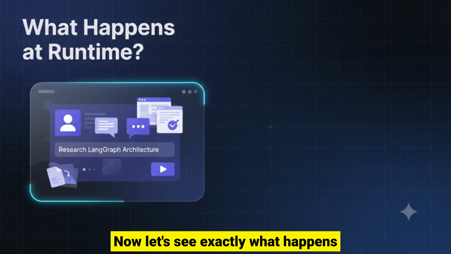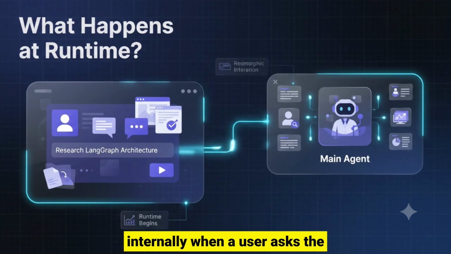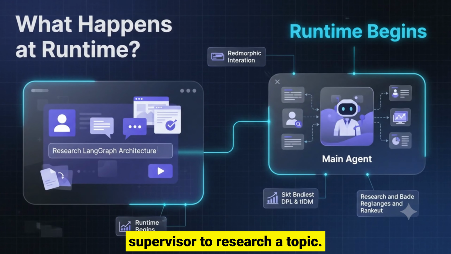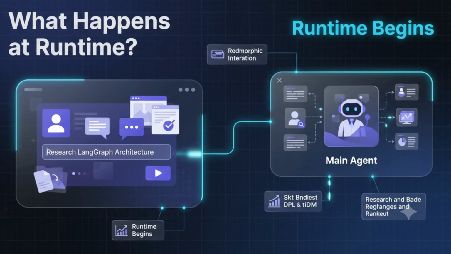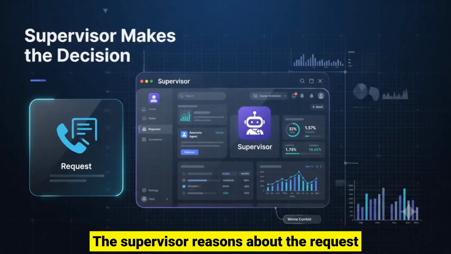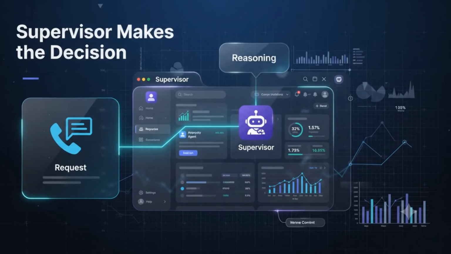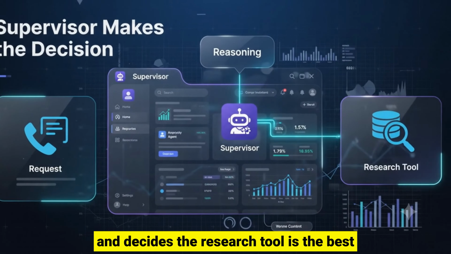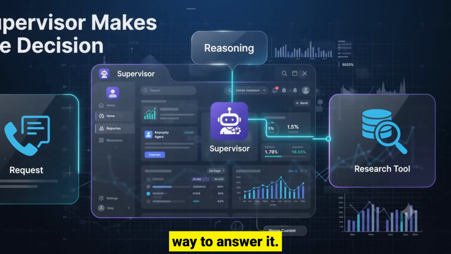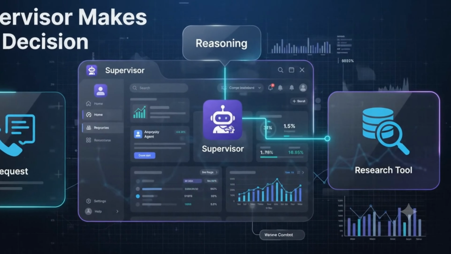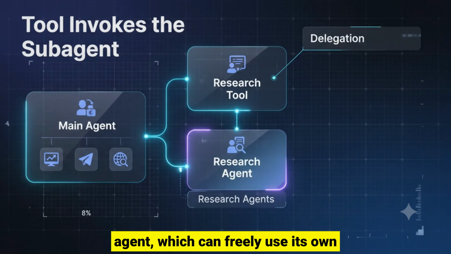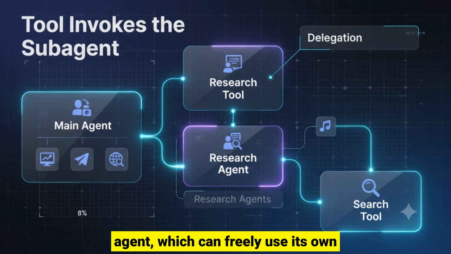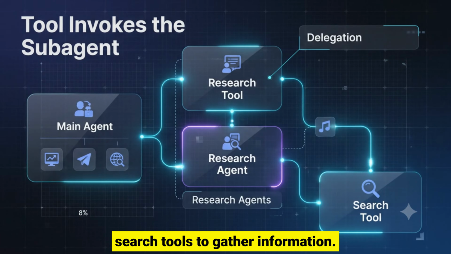Now let's see exactly what happens internally when a user asks the supervisor to research a topic. The supervisor reasons about the request and decides the research tool is the best way to answer it. The research tool invokes the specialized agent, which can freely use its own search tools to gather information.